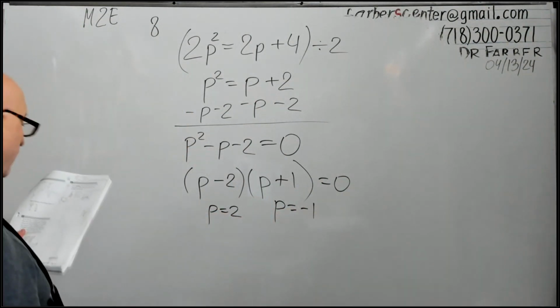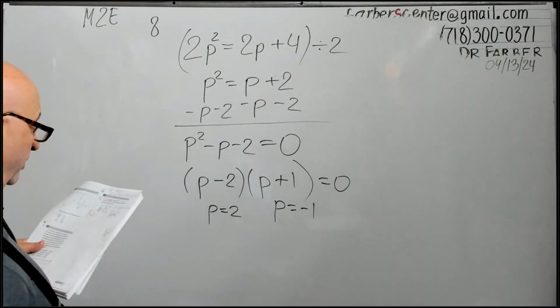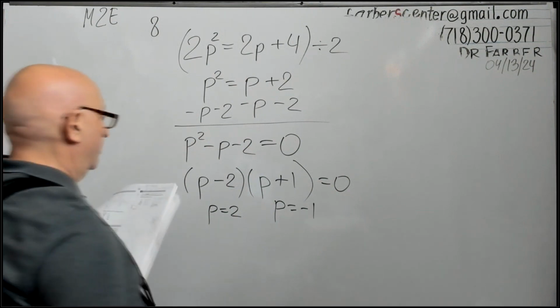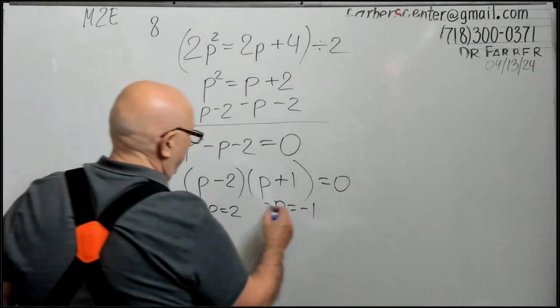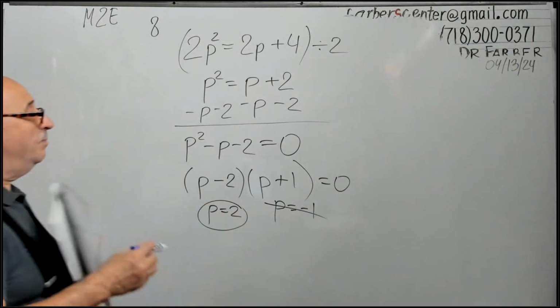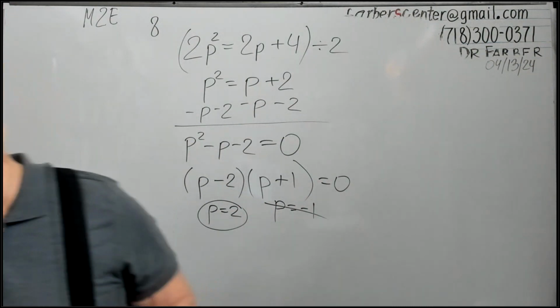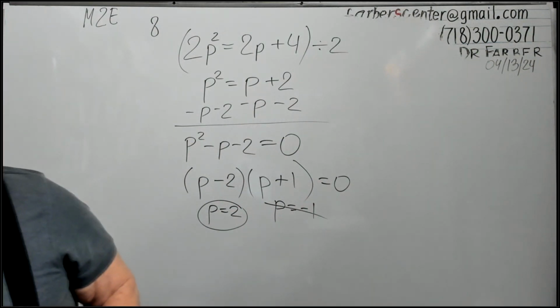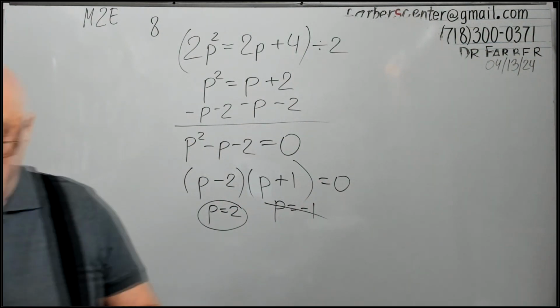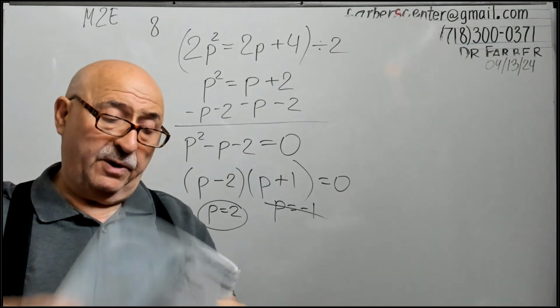But they ask you, p is an even integer. Even. This is not even, so this is it. So far so good. Questions? No question. Next is again a question, number 9.